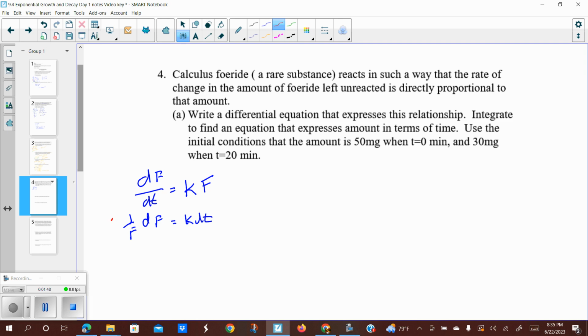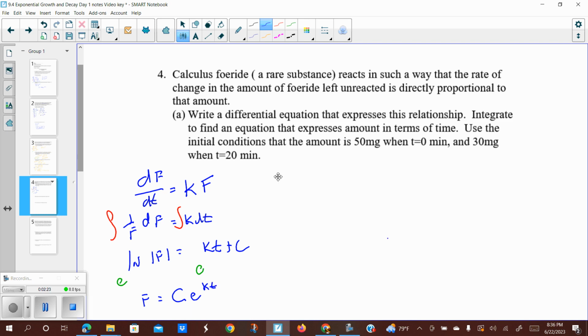We can now integrate. So we've got natural log absolute value of F equals KT plus C. Go ahead and solve that for F. We will exponentiate both sides. So we are going to get F equals C e to the KT. Eventually you'll be able to figure that out. That's what's going to happen every time if you haven't done so already.